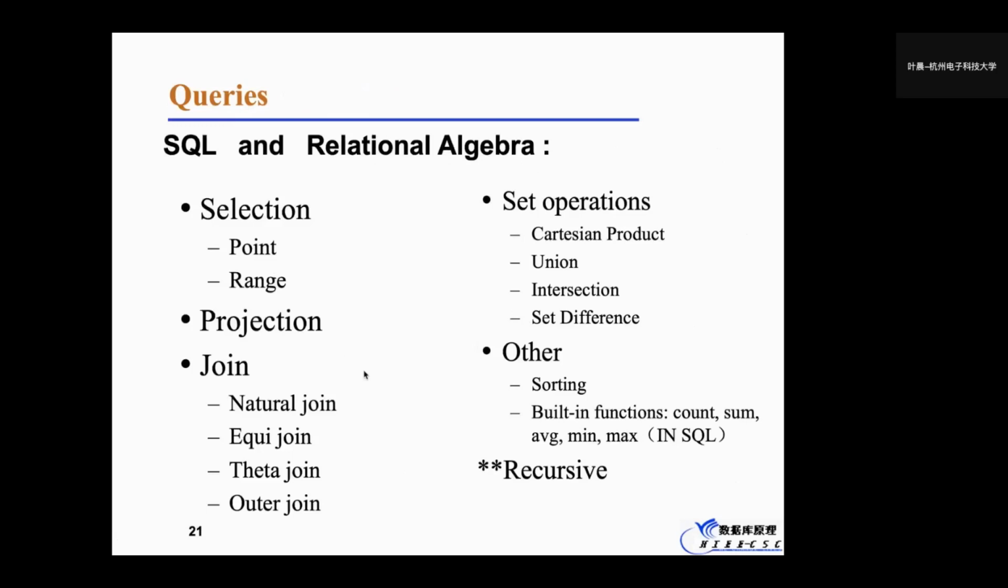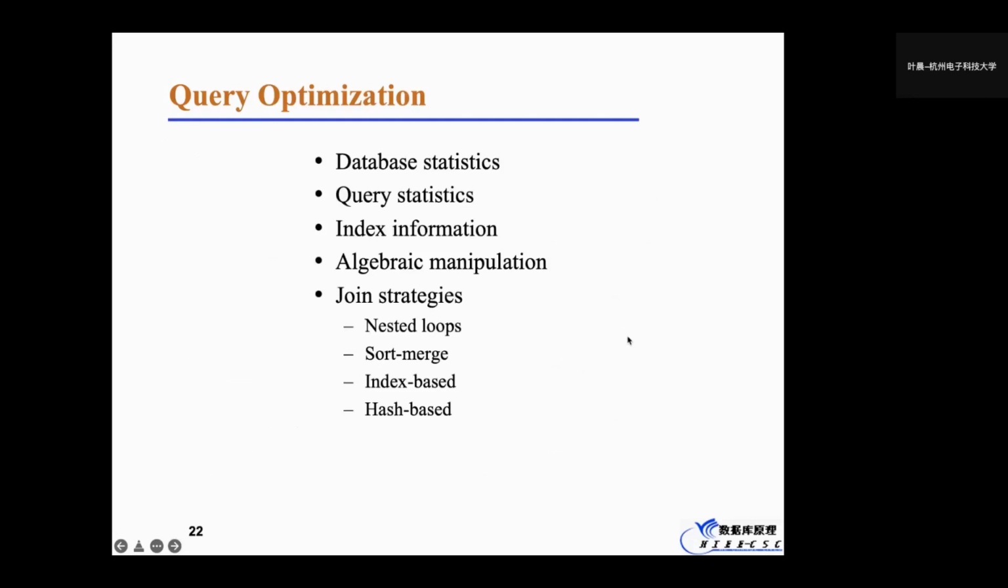And for query optimization, we need to take advantage of information such as database statistics, query statistics, index information, and algorithmic manipulation and join strategies. We have here the nested loops, the sort merge, the index-based, the hash-based. These are the physical strategies.